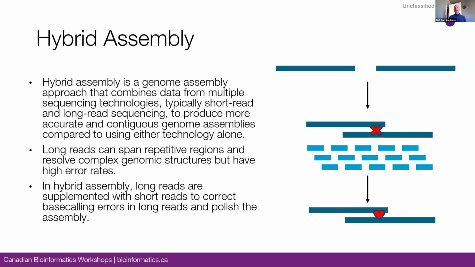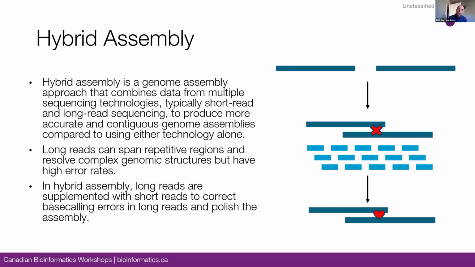So hybrid assembly is a process that attempts to make the best of both worlds. It combines the best features of long reads and short reads. Essentially the idea is that the long reads, because they can span internal repeats, make a great scaffold for generating a first draft of your genome.